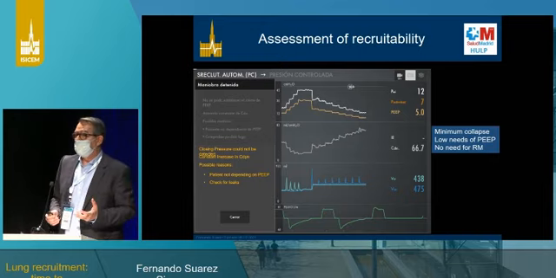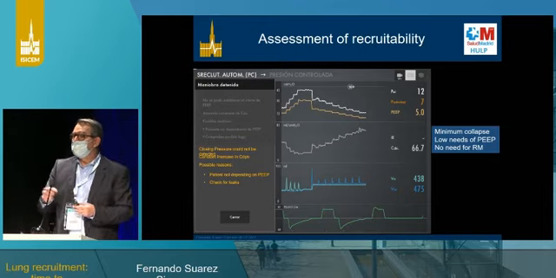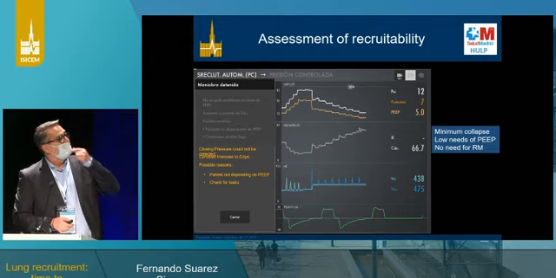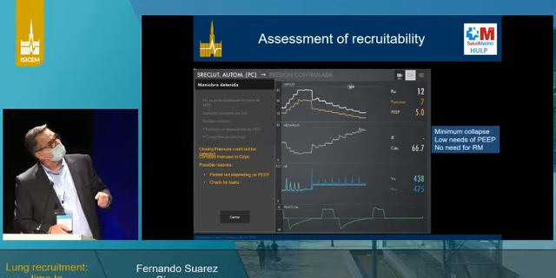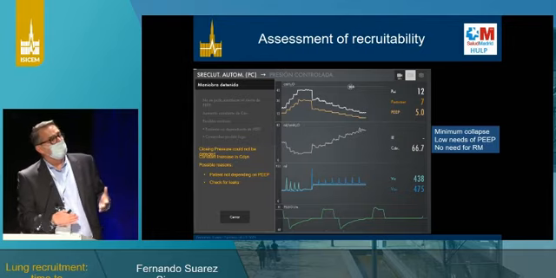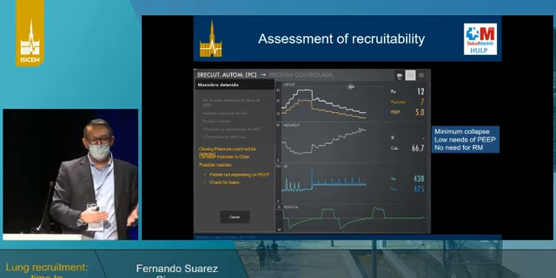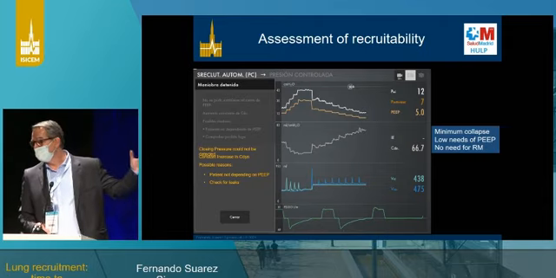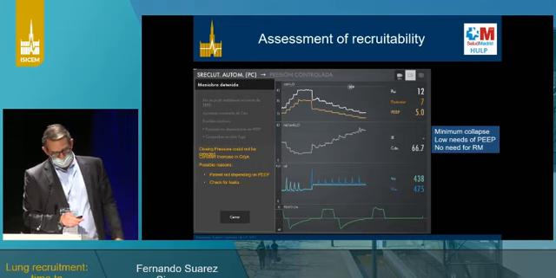And third, and most importantly, you can scratch out recruitment from the strategy of this patient, because without collapse, without needs of a higher PEEP, you don't need to test this patient again for recruitment. And by the way, this has been a very common behavior in the COVID patients during the pandemic.